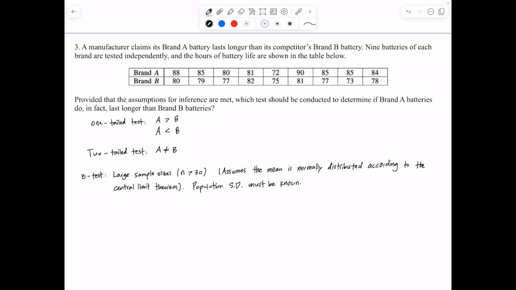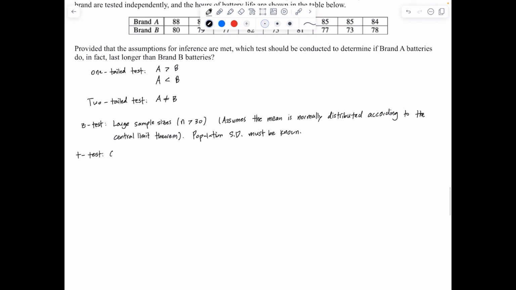And then we have the t-test. This is good for small sample size. And when the population standard deviation is unknown.